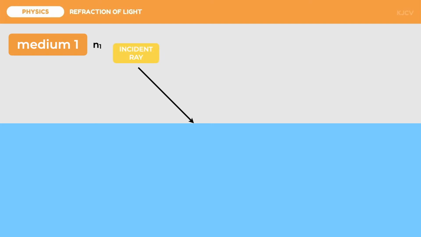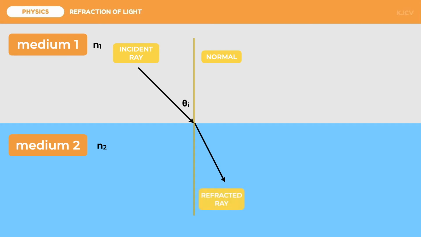From the boundary, an imaginary perpendicular line will be drawn as a basis of the angle measurements. The normal line will create an angle together with the incident ray. This is what we call the incident angle, or θᵢ. Since this is refraction, the light will continue to pass through the second medium with a refractive index of n₂. The ray will appear to be bent. This is called the refracted ray.